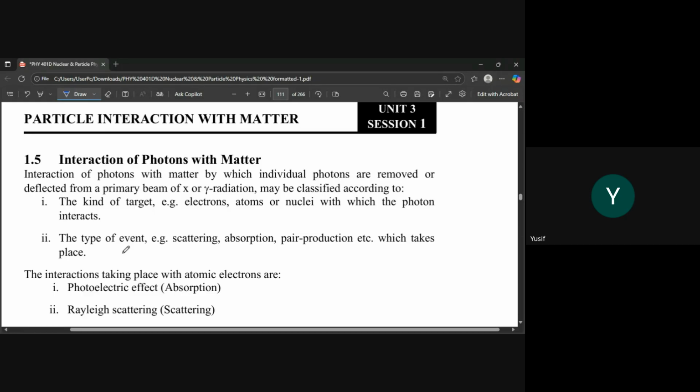One, what are you using as the target? The mechanism to hit the target nucleus. Is it an electron? Is it an atom or a nuclide? What kind of photon are we dealing with? And two, what type of event are you talking about? Are you talking about a scattering event? Are you talking about an absorption event? Or are we talking about pair production or pair annihilation events?